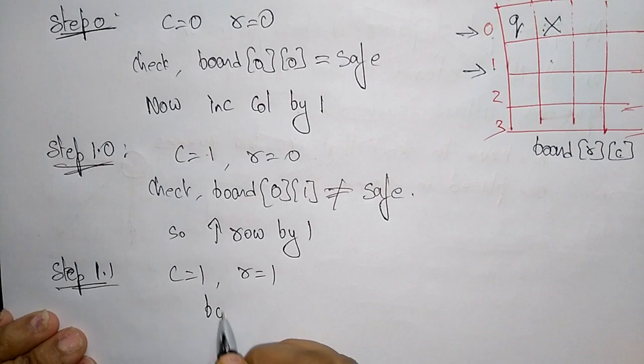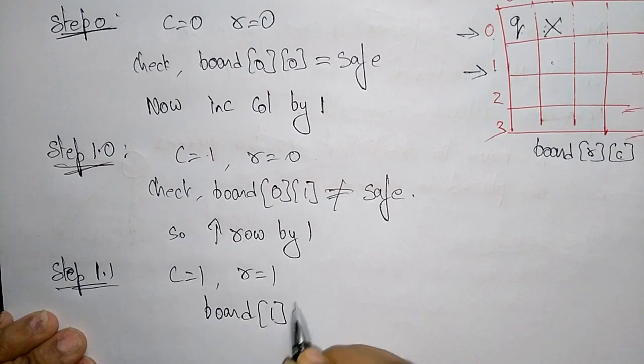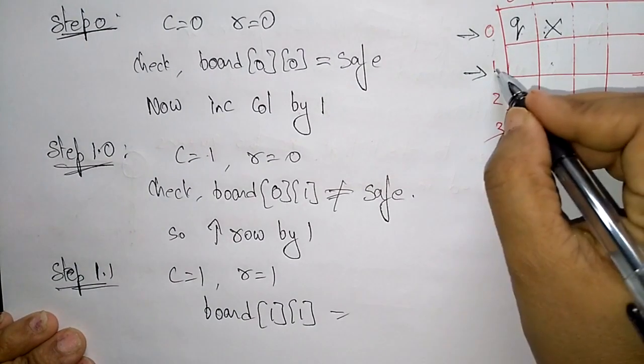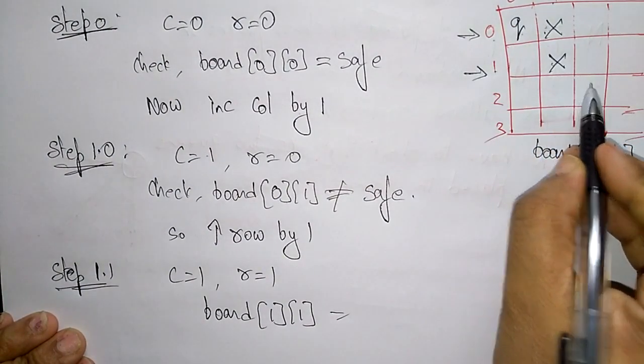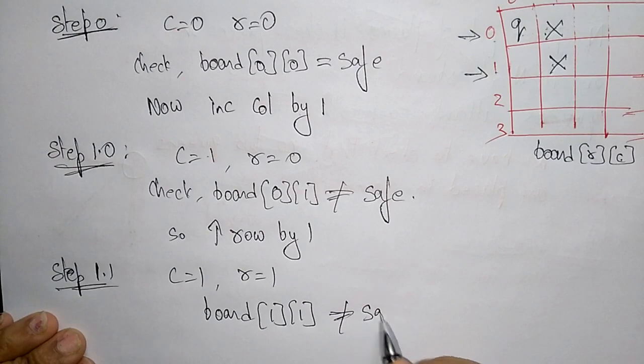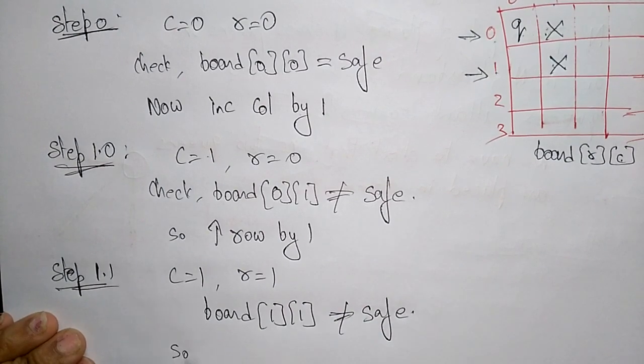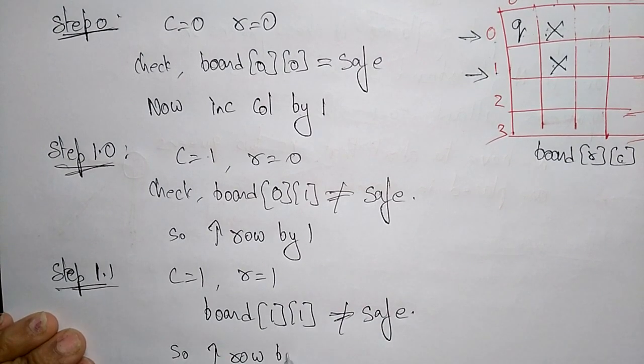Now check board. Is 1, 1 safe or not? Is the first row and first column safe? No, it is not safe because it is forming a diagonal. Not safe. So increment row. Whenever it is not safe, just increment the row.